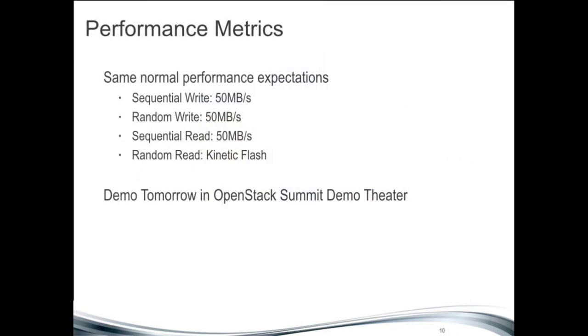And the performance metrics on these devices is about 50 megabytes per second for sequential write data, random write data, and sequential read data. And for random read, we really recommend you use a flash device, because it's a traditional hard drive that has seeks.